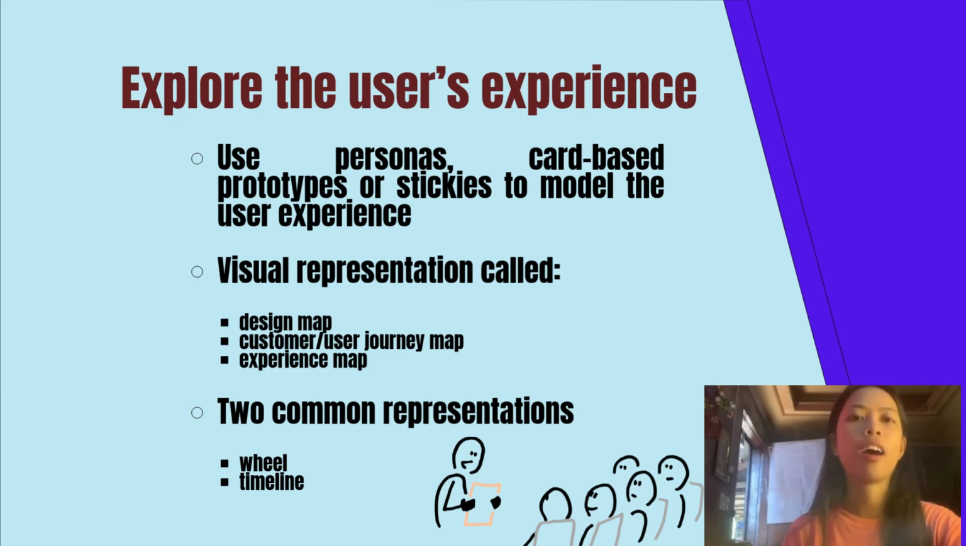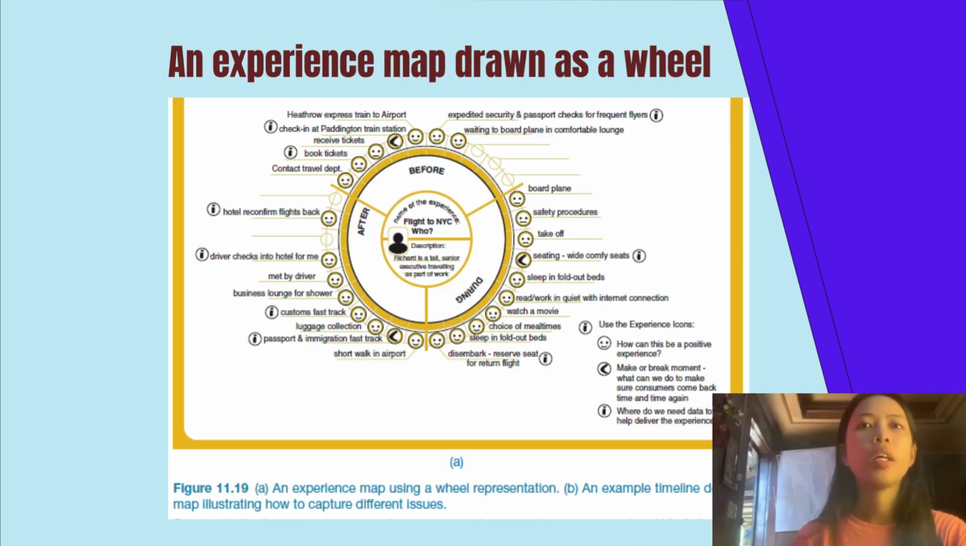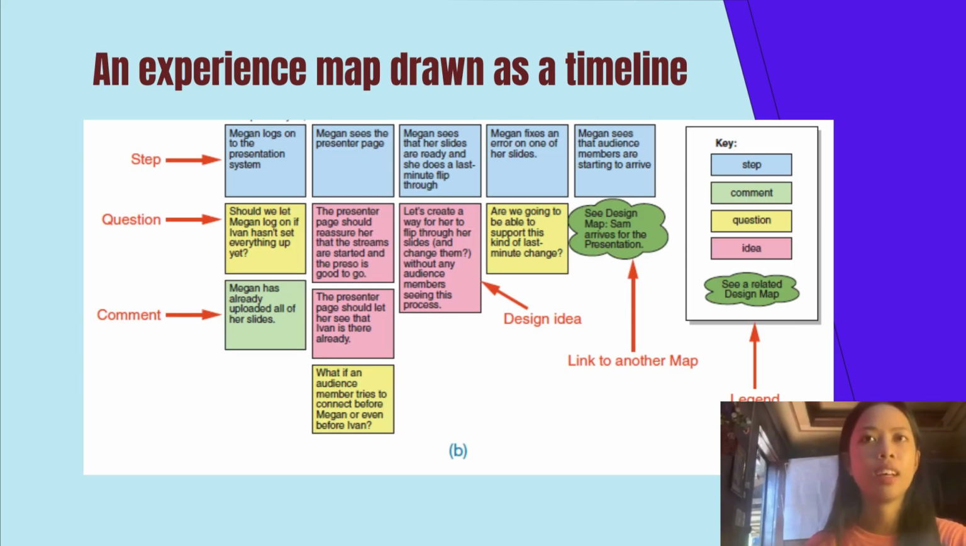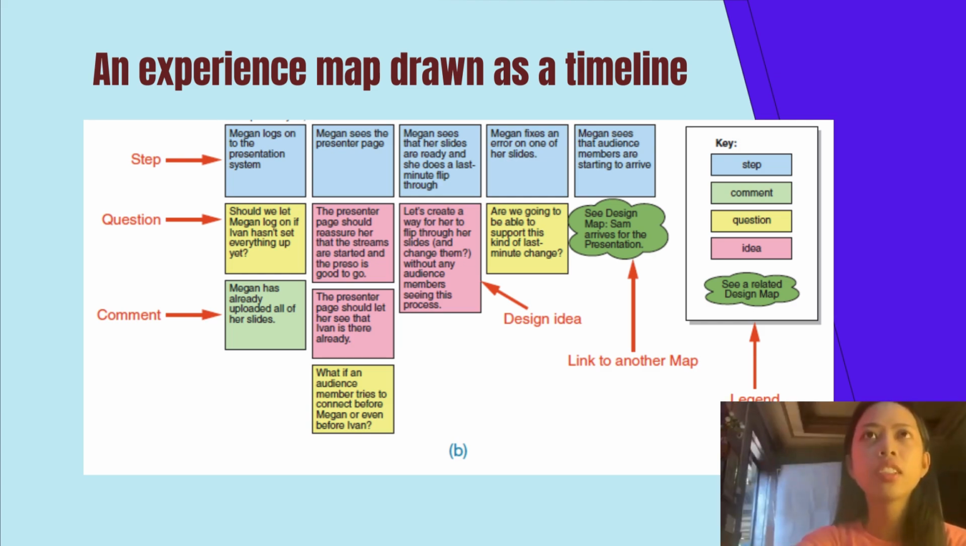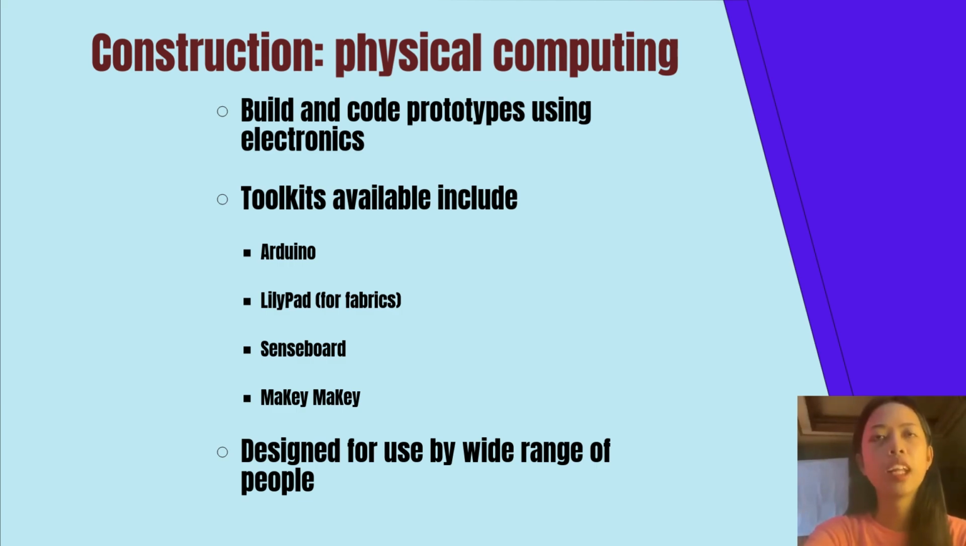interaction with the product. And there are two common representations called wheel and timeline. So wheel represents cycles or interactive processes. And the timeline illustrates the sequence or steps over time. This is construction, physical computing.